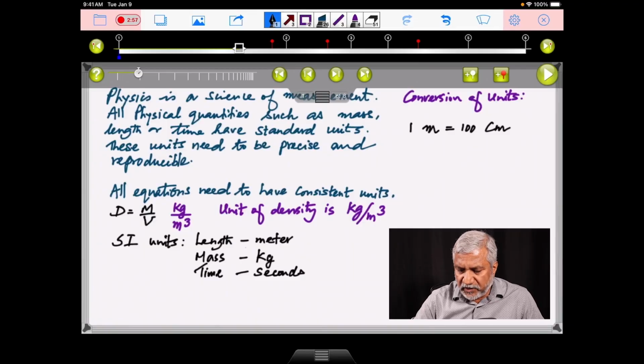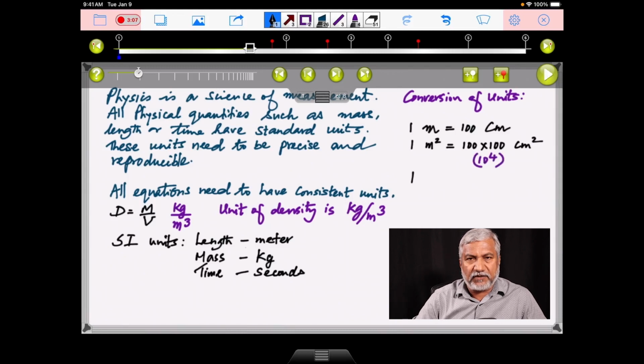We know that 1 meter is 100 centimeters. Centi means 1 by 100, so a centimeter is 1 by 100th of a meter. If 1 meter is 100 centimeters, what is 1 meter square? Is it just 100 centimeters squared? No, it's not. 1 meter square is 100 times 100 centimeter squared, which makes it 10 to the power 4, because there are 4 zeros.